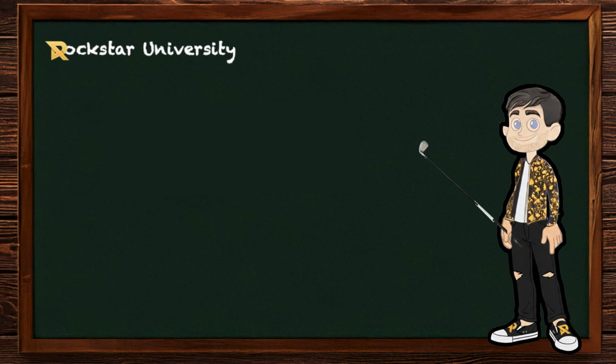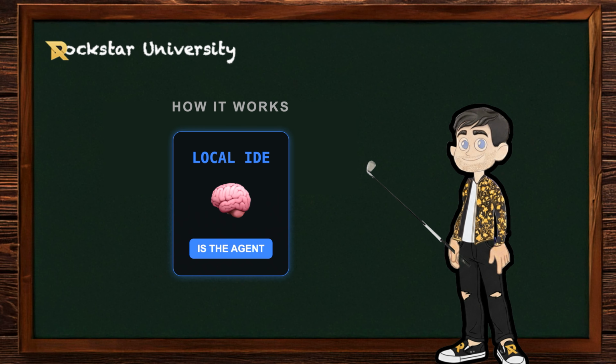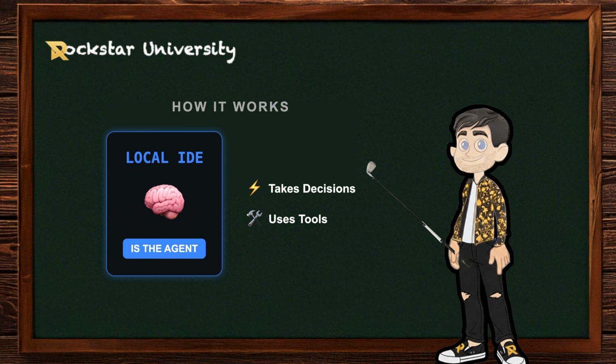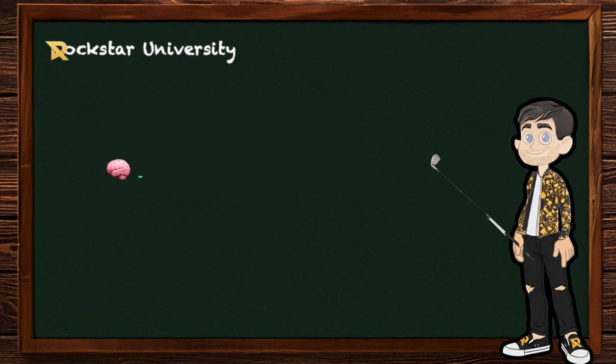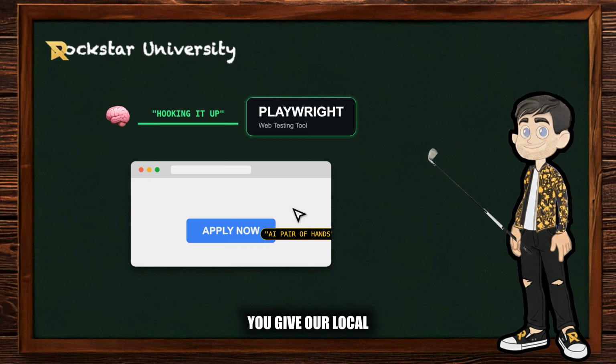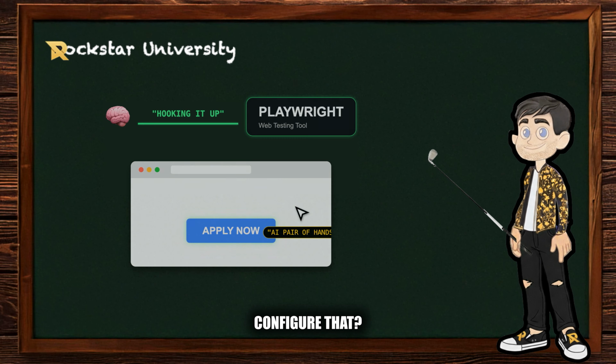How it works. Your local IDE is an agent perfectly capable of taking decisions and using tools. By hooking it up to Playwright, a web testing tool, you give our local AI a pair of hands to click around the web. Now, how to configure that?